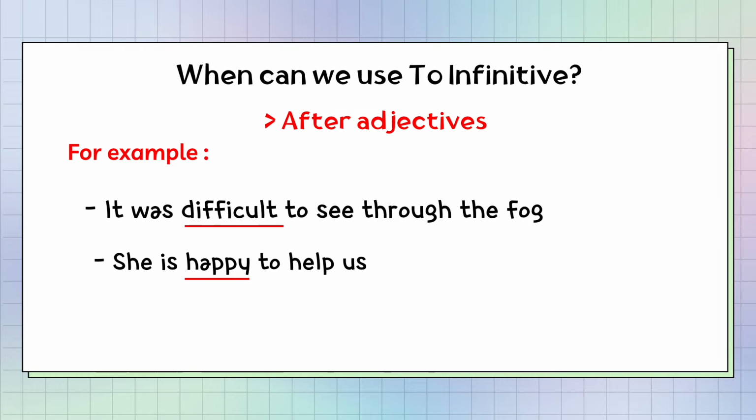And also we can use to infinitive after adjectives. For example, we have two sentences in here. It was difficult to see through the fog. Difficult in here is an adjective, and after the adjective, we can see that there is a to infinitive, to see. And also the second sentence: She is happy to help us. Happy in here is an adjective, and after the adjective, we can find that there is a to infinitive, to help.